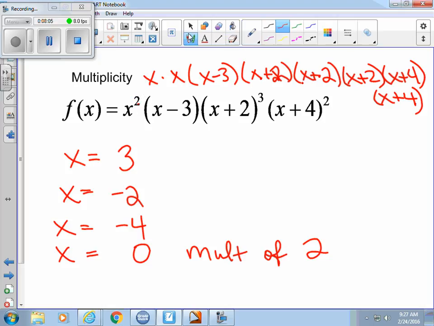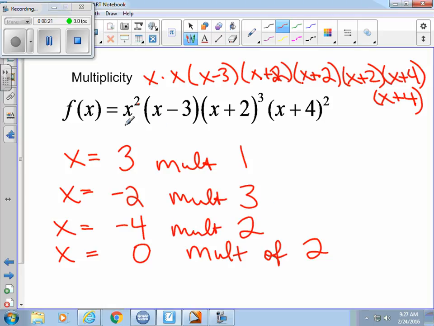Okay, what is the multiplicity of 3? Good. It has a multiplicity of 1. What about -2? And what about -4? If you will, put this in your calculator and graph it. I want to show you something cool that you can tell from multiplicity.